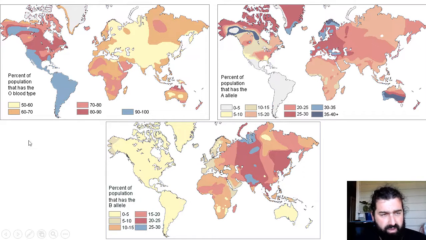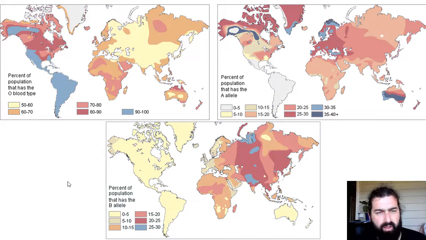So you can see over here on the left at the top we've got type O, and then type A on the right, and then down the bottom type B. And if you just have a look at that as a snapshot, you can see first of all there's very obvious and very different patterns. The O and the A blood type sort of have more similar patterns than the B blood type, and that's because B blood type is the rarest blood type, and so it is the least frequent around the world.